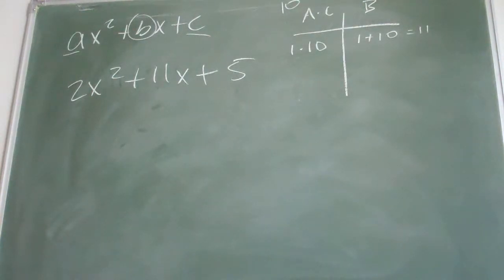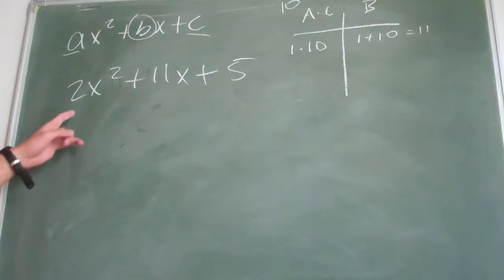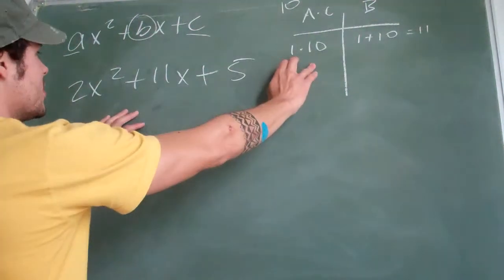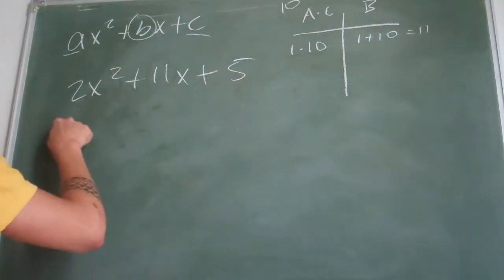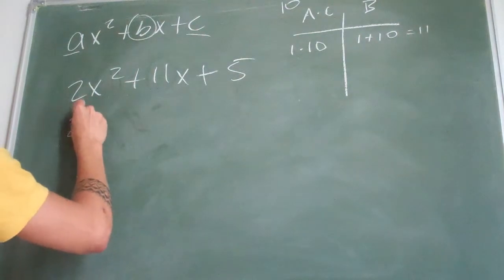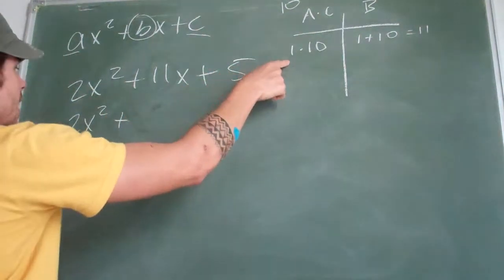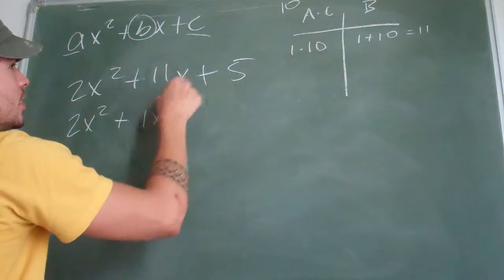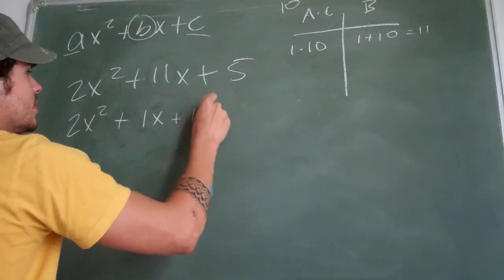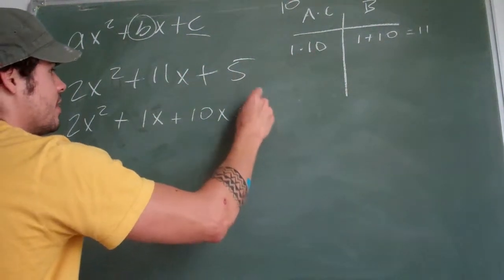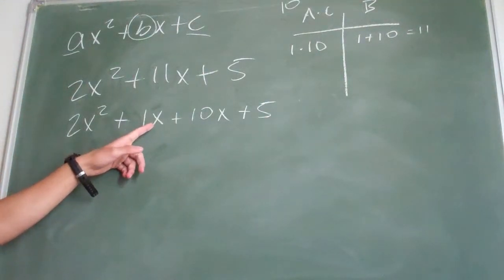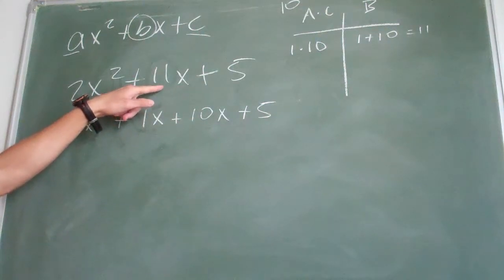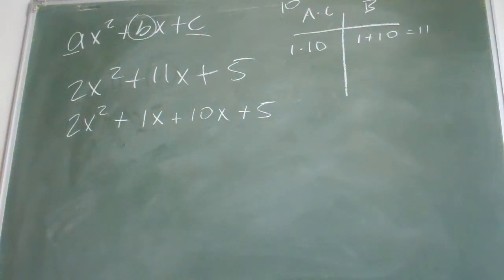Alright, so now I'm going to replace these two numbers that I found. I'm going to rewrite this: 2x squared plus x, I can just say 1x if I want, plus 10x plus 5. Do you agree that if I add 1x plus 10x, it's equal to 11x? Yes. Good. Now I'm going to factor by grouping.